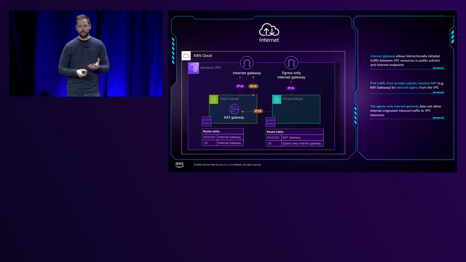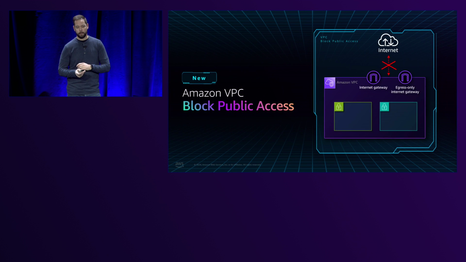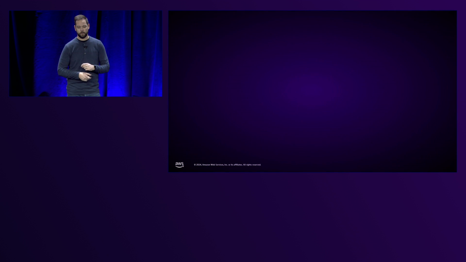And so the internet gateway here is allowing bidirectional traffic. The egress-only internet gateway is only one direction. But if we have a look at block public access, basically what we're doing now is saying, hey, I want to turn off all public access for this VPC. And so there's a one-click declarative control for the VPC. You can also add subnet level exclusions if you wanted to, which is also useful.